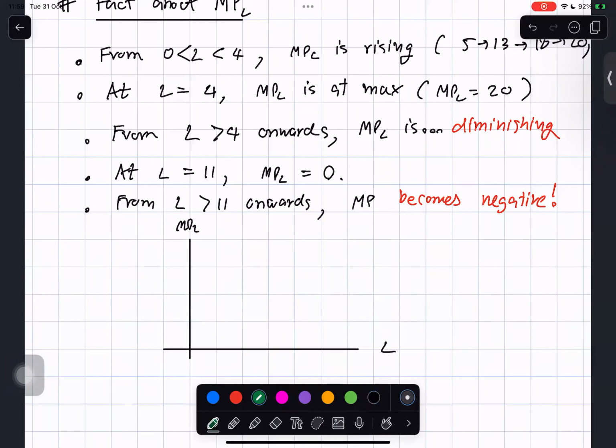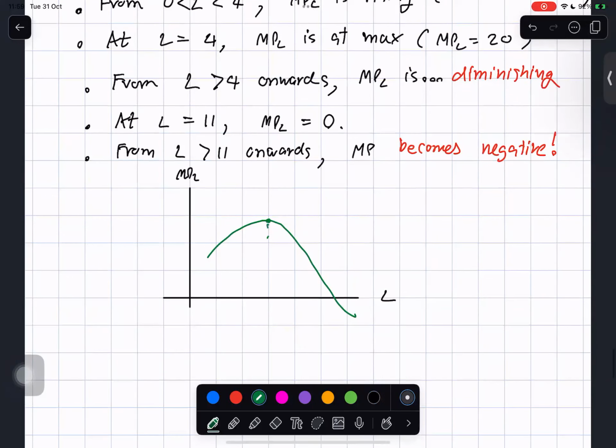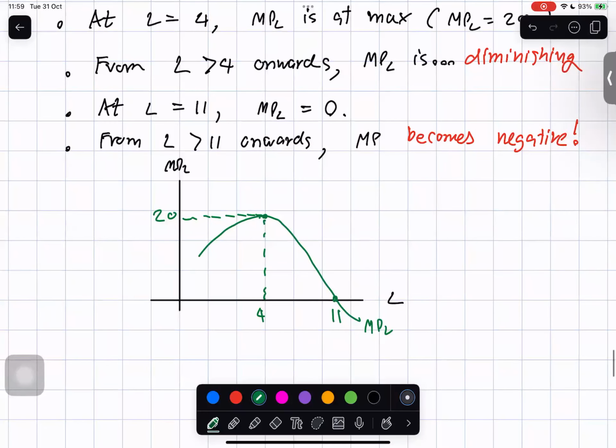Look like a mountain, go up, peak and fall, cut. Spot the peak at 4, cut the horizontal at 11, the peak is at 20. Plot by ourselves, marginal product curve. Rising, and then falling.